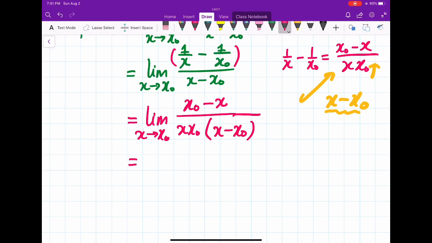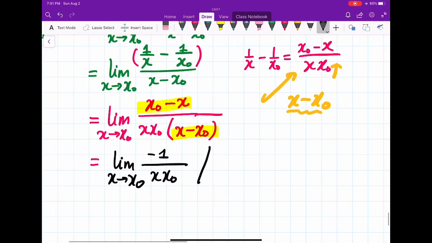And if you pay attention, on the top we have x0 minus x, and here we have x minus x0. So they are different only in the sign, right? Then we may simplify that. We get the limit of, on the top we have -1, in here I have x x0, x approaches x0. Why -1? Because x0 minus x over x minus x0 is equal to -1.